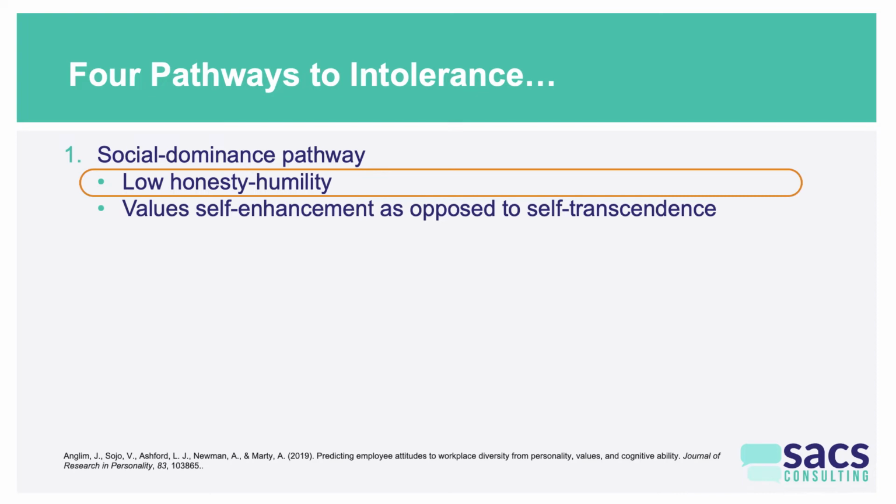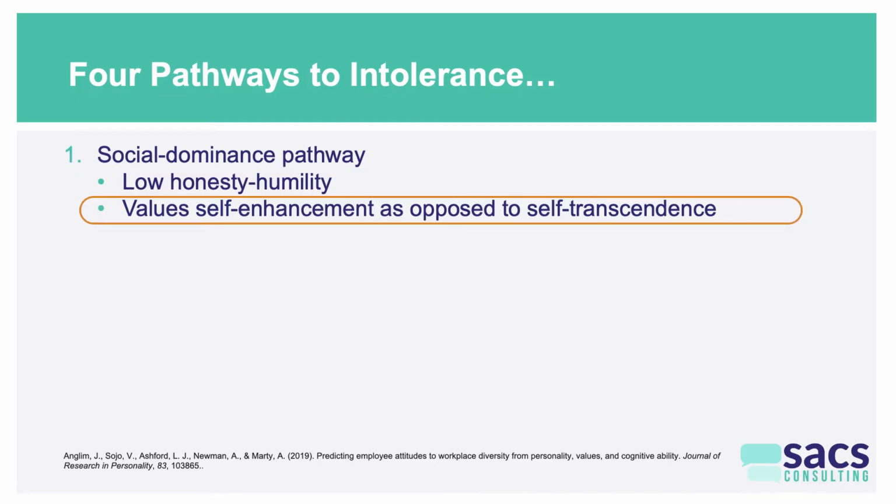One of them, you see, low honesty, humility. In subsequent videos, we'll show you some research from a thing called the HEXACO model of personality. And the HEXACO model of personality has this characteristic called honesty, humility, which means I am honest and truthful and not arrogant. Well, if I'm arrogant, it means that I'm more likely to want to see myself as socially dominant.